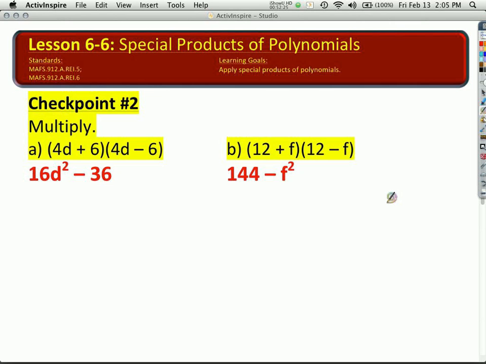So you put negative f squared plus 144? Fine. Any other comments, questions?